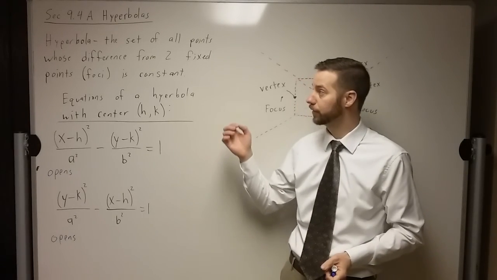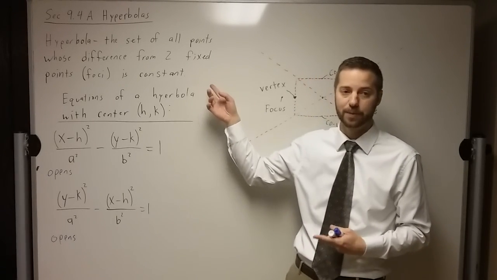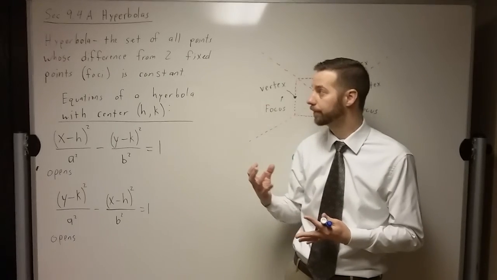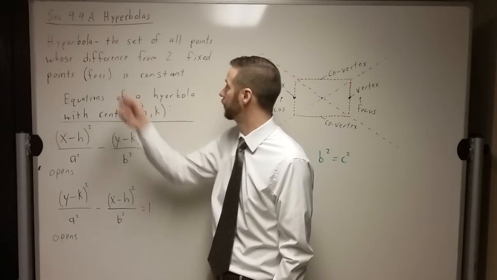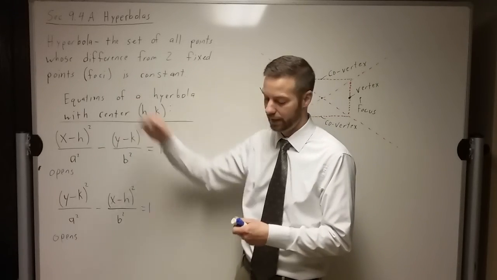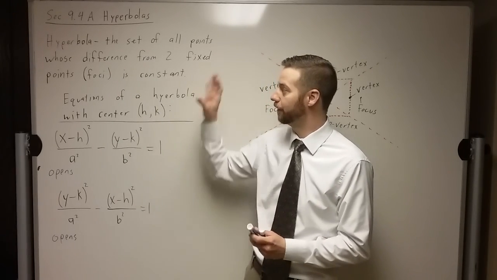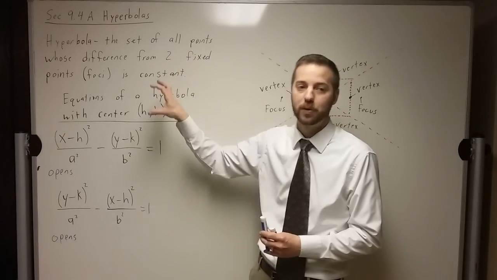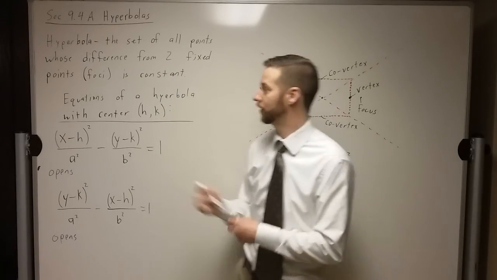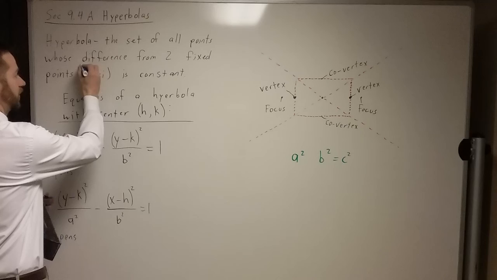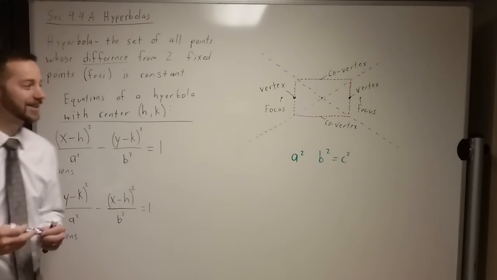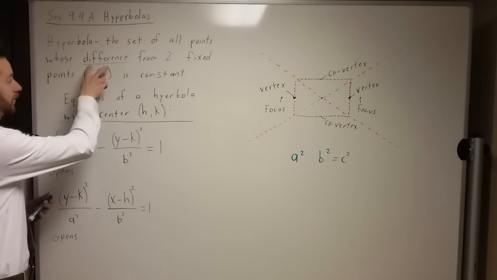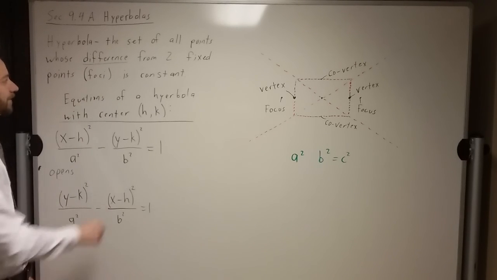So first thing we need to do is come up with the definition of what a hyperbola is, how we create this shape. So the definition is the set of all points whose difference from two fixed points called the foci is constant. Now, if you look at this closely, you'll notice it looks almost exactly like the definition of an ellipse. The only difference is this word difference. See what I did there? So difference is the different thing. This was sum when we were talking about ellipse.